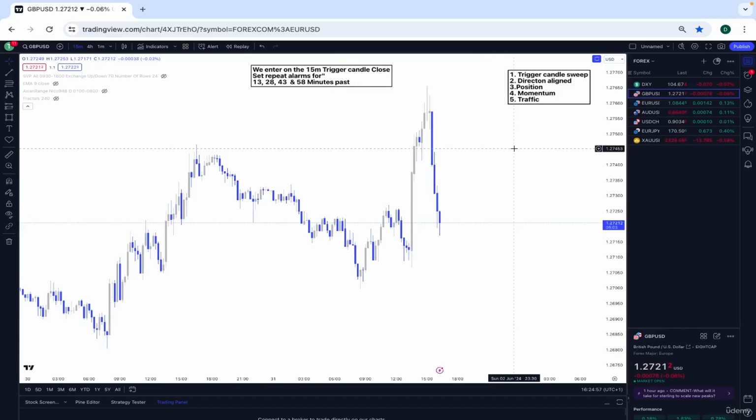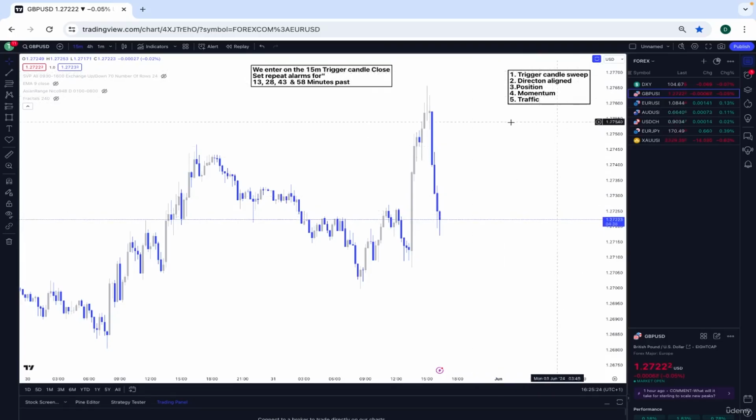So let's imagine it's 13 minutes past 8 in the morning and my alarm has just gone off on my phone. No matter what I'm doing, I make my way to my laptop within 10-15 seconds. And I simply go through each of my pairs and see if we could potentially be having a trigger candle sweep. I'm not interested in the other steps for now. I simply just want to make sure that we're having a trigger candle sweep or not.